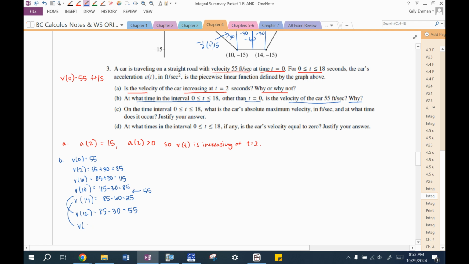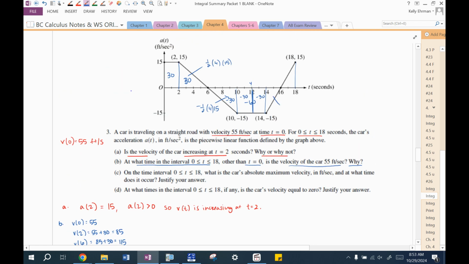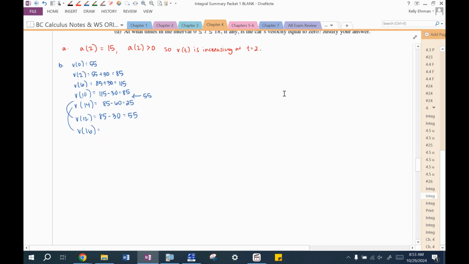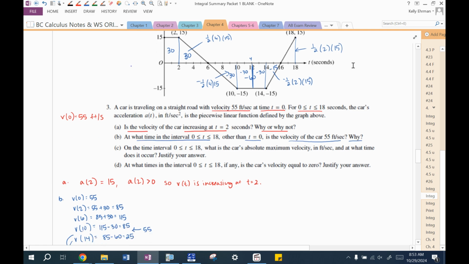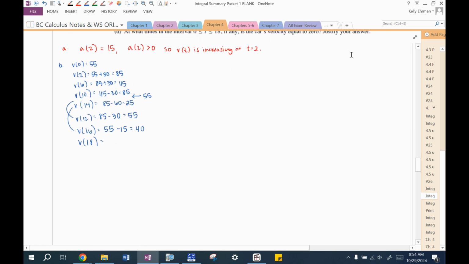And then what's v of 16? We're going to go down a little bit more, right? So this little area here is negative 1/2 times 2 times 15. So that's negative 15, down another 15 from 55. So if I subtract 15 from that, I get 40. And then finally at v of 18, we're going to go up a little bit. Do we make it back up to 55? Let's see. This area is 1/2 times 2 times 15. So, yeah, looks like we hit 55 again.